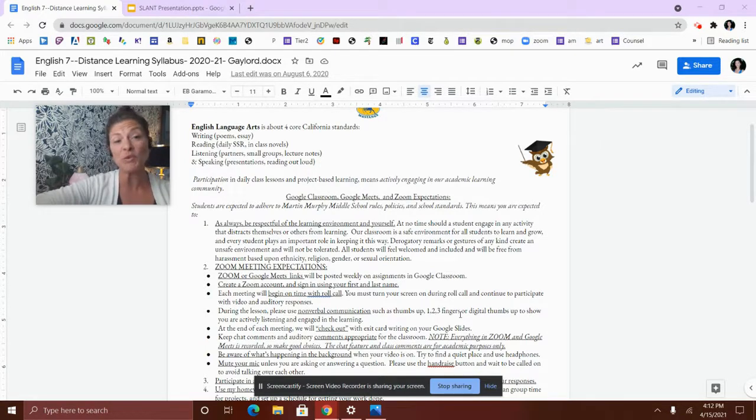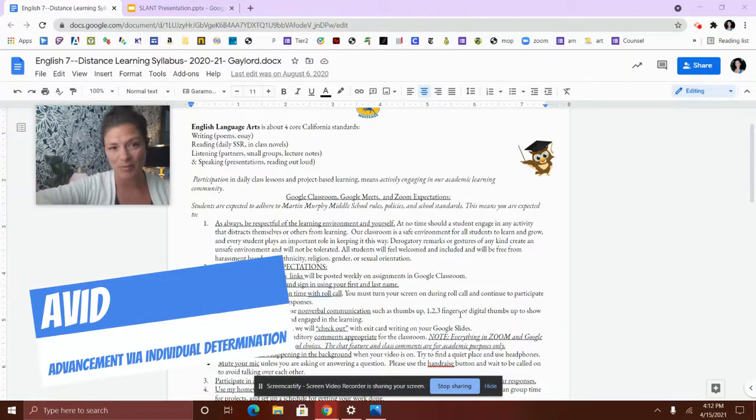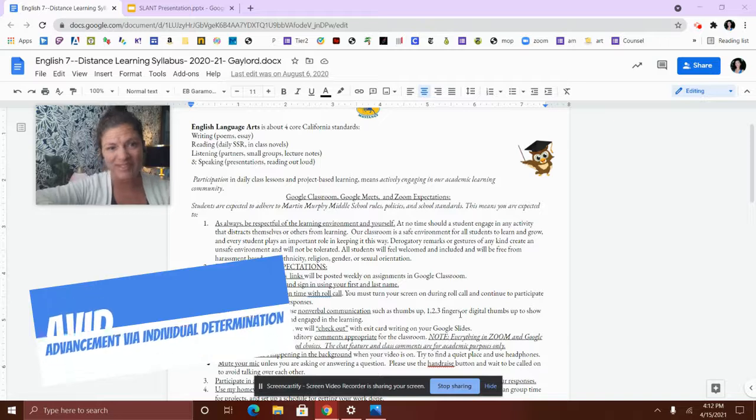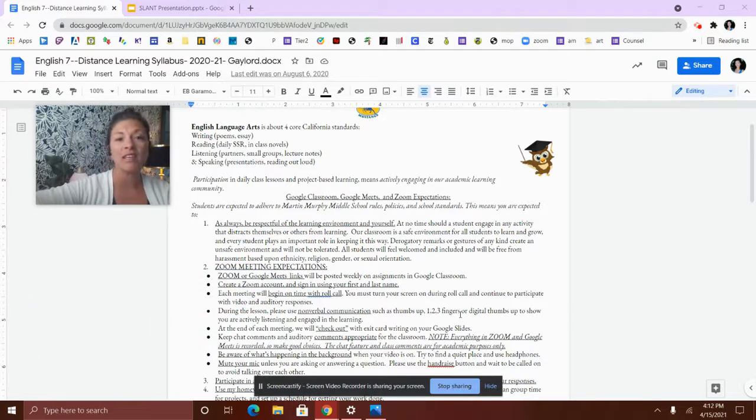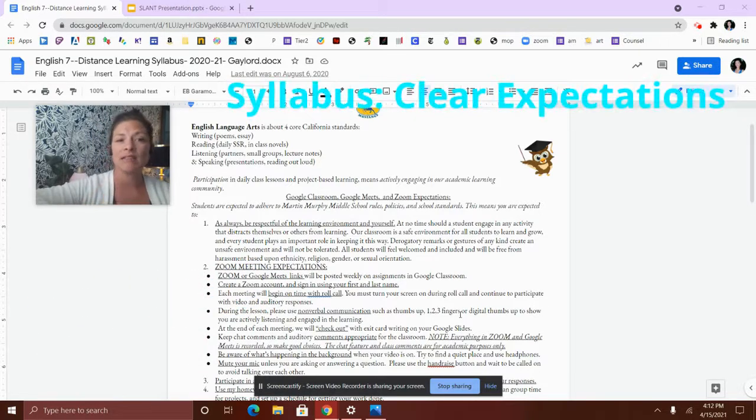In this case, we're going to review the syllabus and then we'll take a look at some of the procedures for Zoom and how to slant in the classroom. Some AVID strategies that are really important. Well, let's begin with the simple idea of the syllabus.